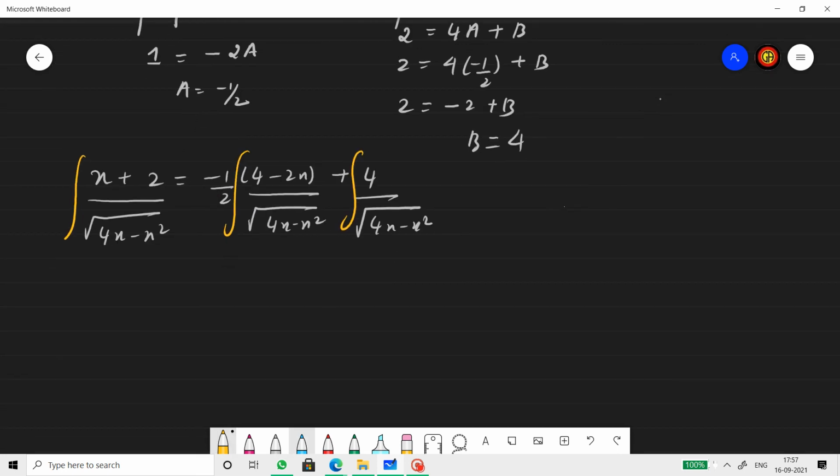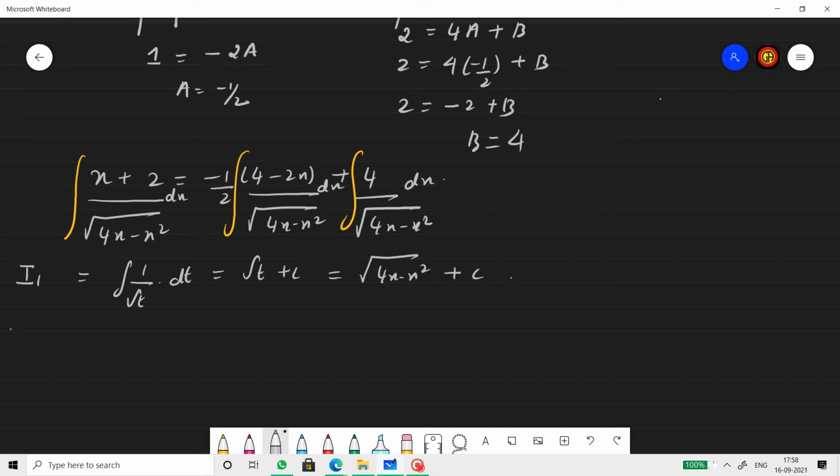So let's start with the integration. Don't forget to write dx. dx must be there in order to integrate. So I1, which is first. I'm retaining minus half outside simply because the substitution works better with this. Take this as t, this will cancel in dt. Otherwise minus again will come. So it is integration of 1 by root t into dt, which will be root t plus c. So you get root of 4x minus x square plus c as the I1 answer.